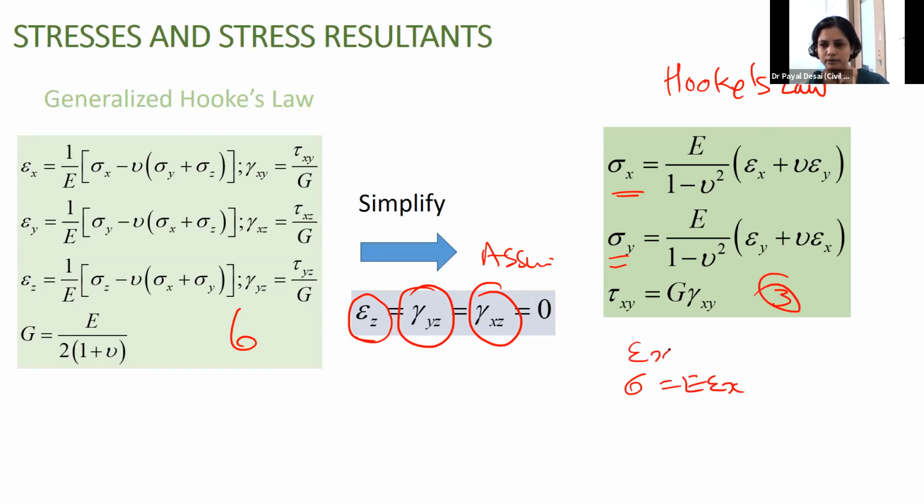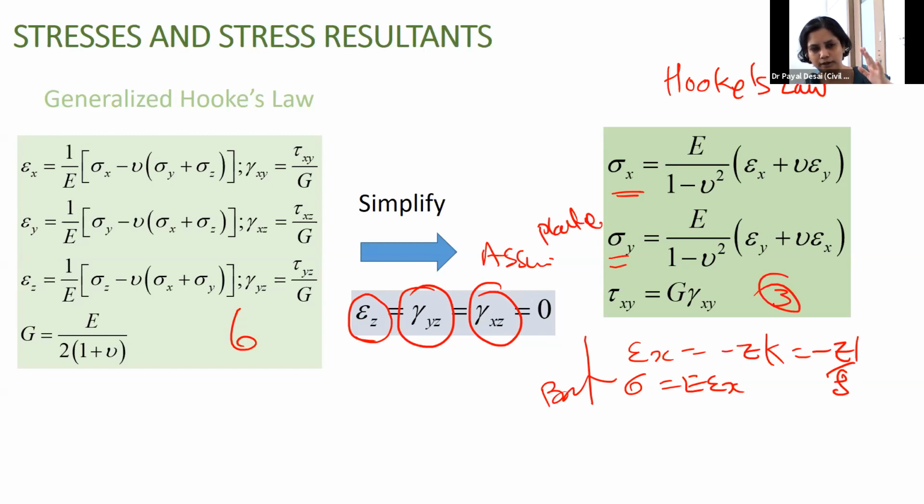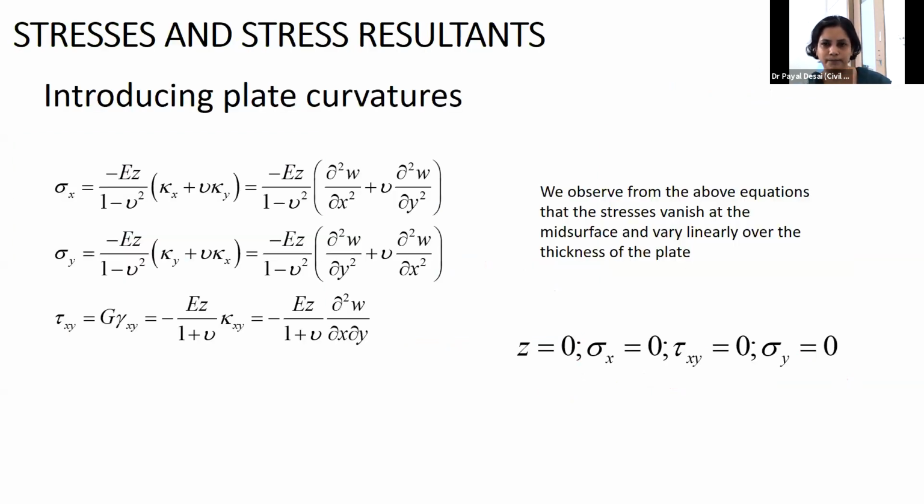Then we already have epsilon x as minus z times the curvature in the case of beam, or minus z divided by rho, where rho is the radius of curvature. So this is about beam, but this is about plate. This is Hooke's law, and the strain relation we have already seen. So I have compared both side by side for a proper comparison of how the development of the equations happens in the case of plate theory.